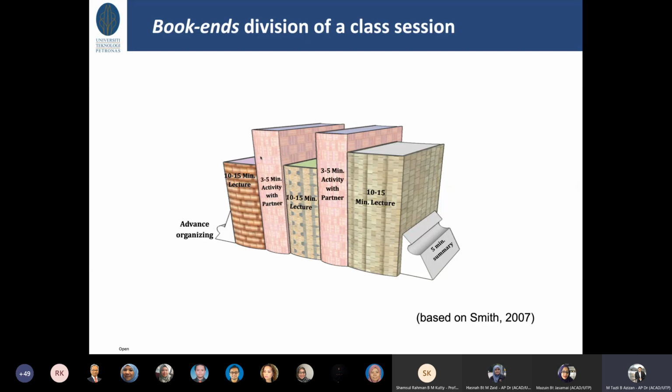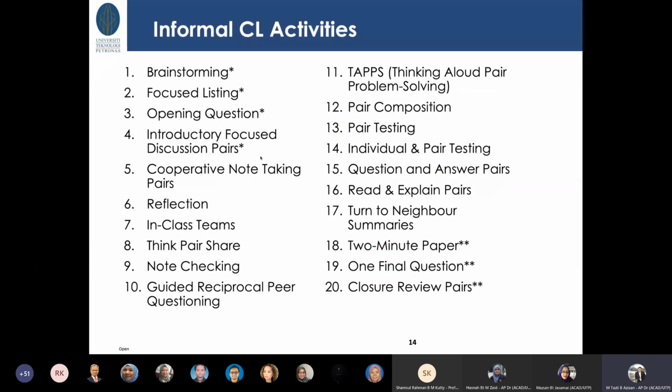This is what we call intermediate activities. And then towards the end we close back with some kind of summary or closure. So there are also activities for the closure. If you could recall, if you have the workbook with you, there are 20 techniques, but not limited to these, right?